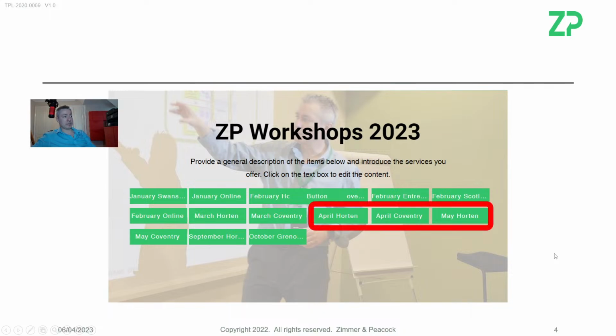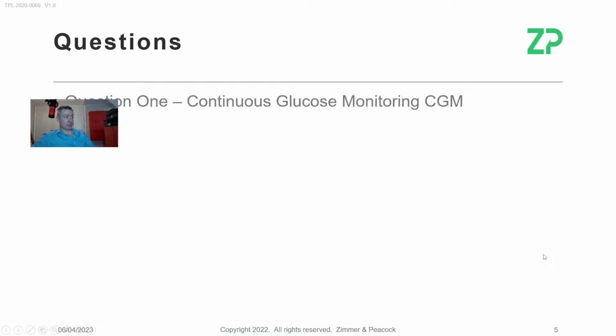We're in April at the moment, so we do have a workshop, for example, next week in Coventry in the UK. So the second week of most months we do a workshop in Coventry, and the first week of most months we do a workshop in Norway. The Coventry one tends to be a 1-day workshop, and the Norway one tends to be a 2-day workshop.